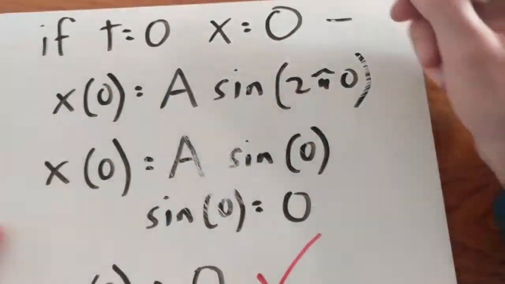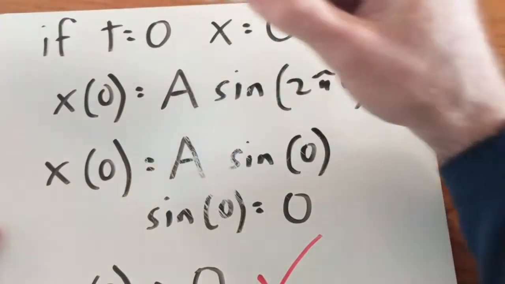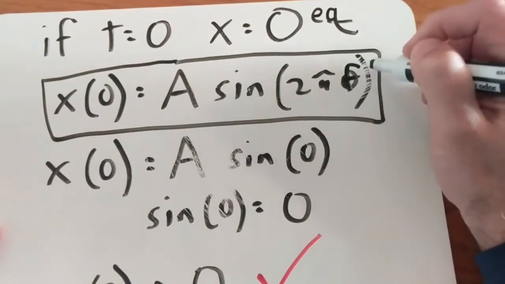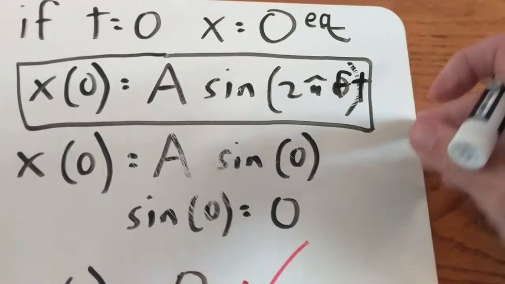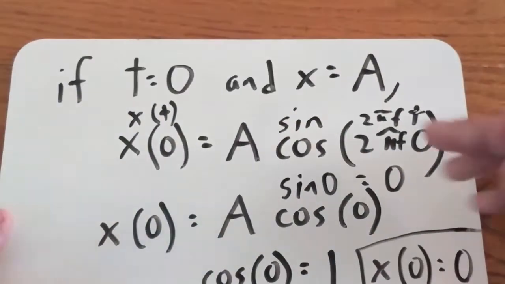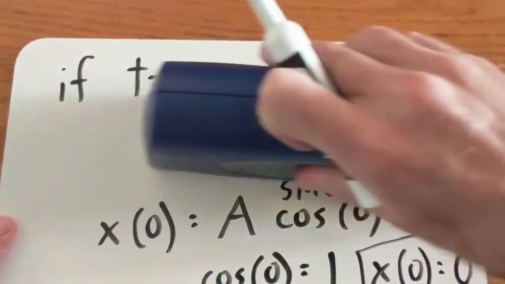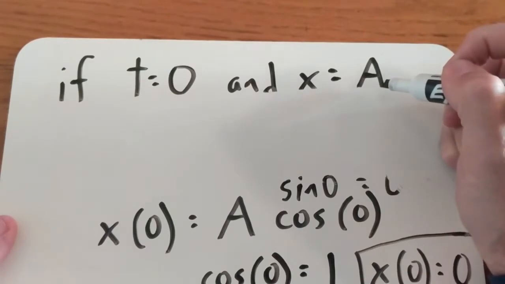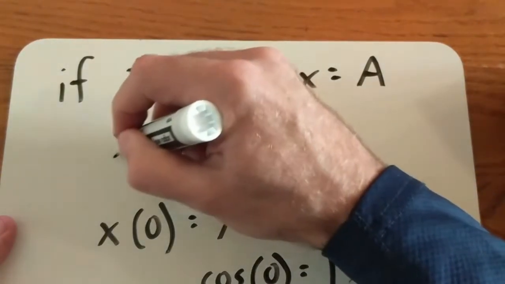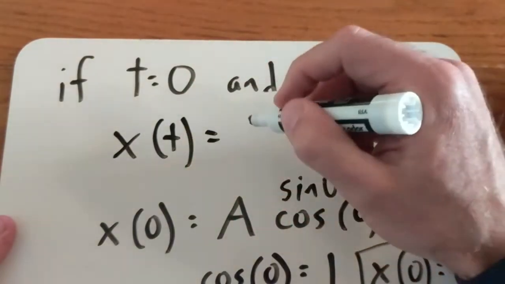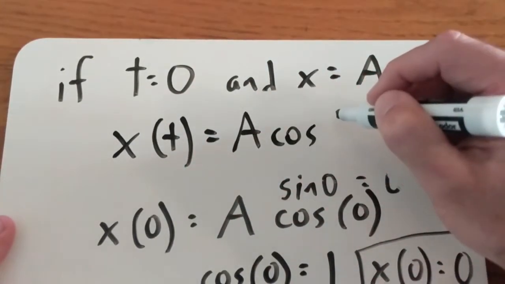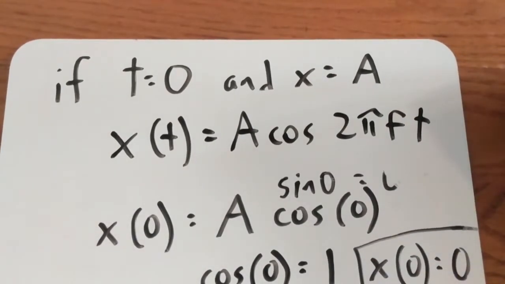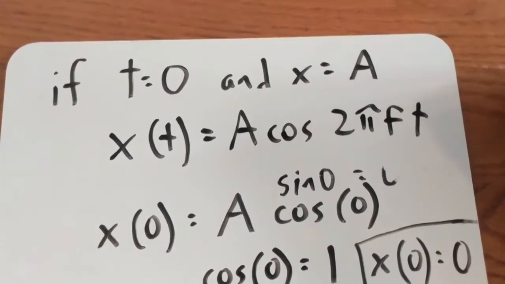If it starts at equilibrium, which is x equals 0, you use our sine equation, which is x of t equals A sine of 2 pi f t. And likewise, or opposite, I guess, if we have these initial conditions where it starts at x equals A, it starts at its amplitude, then you use our cosine, and that's the rule. x of t is equal to A cosine of 2 pi f t. And that's how we know which equation to use. All right, so let's look at problems and put this into play.